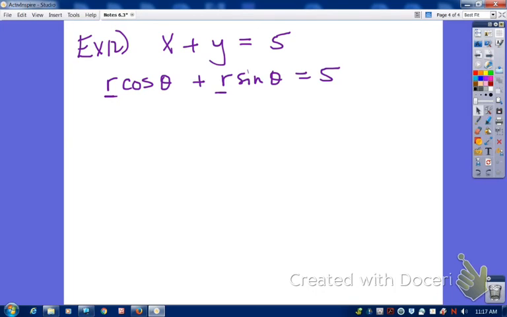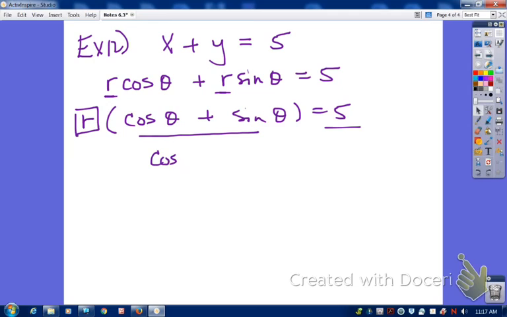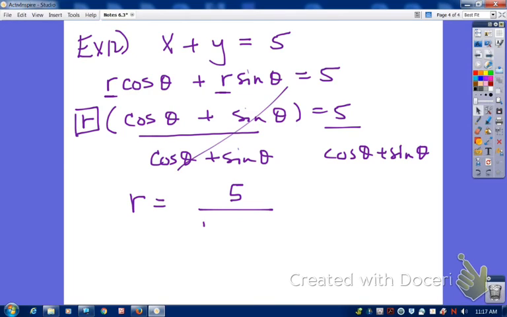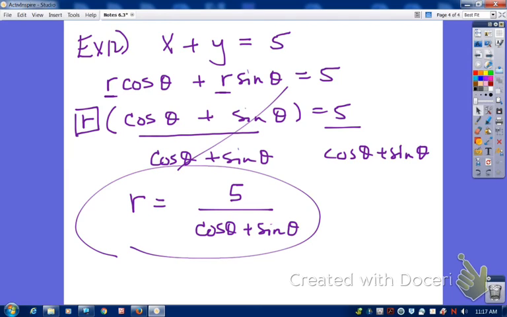So if you all notice, both of these terms have an r. So I can factor out an r. And then we're solving all of our polar equations. We're solving them all for r. So then that's why I divided both sides by cosine plus sine. So this same equation in polar form is r is equal to 5 over cosine plus sine. So basically, most of these problems, what you do is you just start out by substituting r cosine theta in for x and r sine theta in for y, and then solving for r.